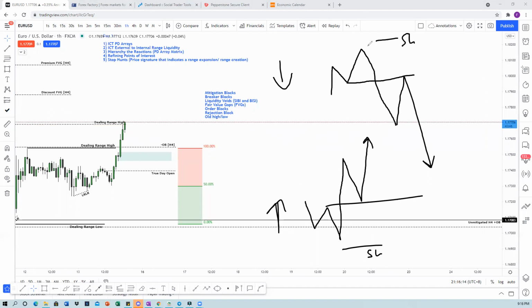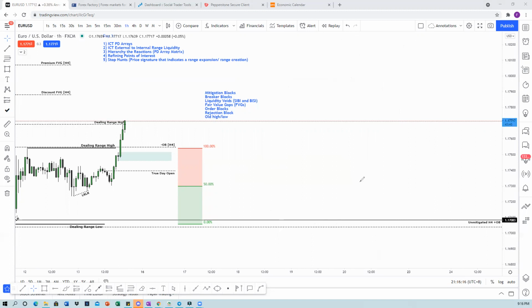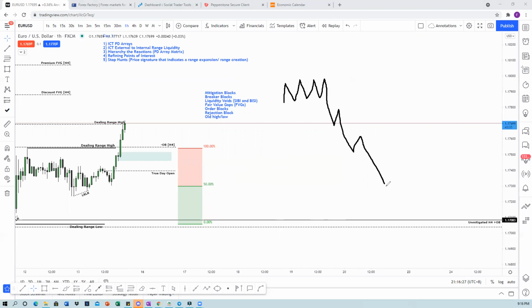Now, if I draw something for you right over here, let's take a look at this example. We have a consolidation. Price drops, boom, and now it does this.